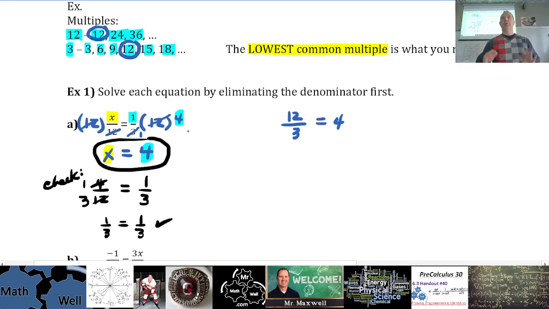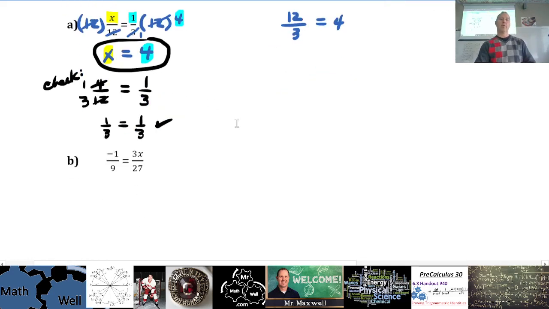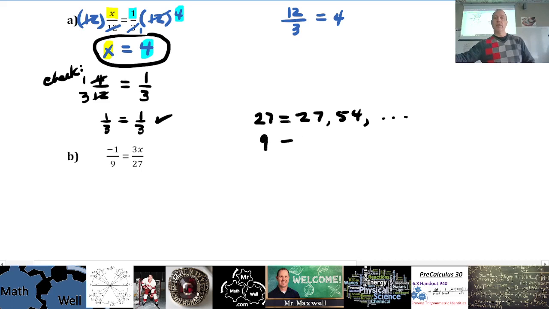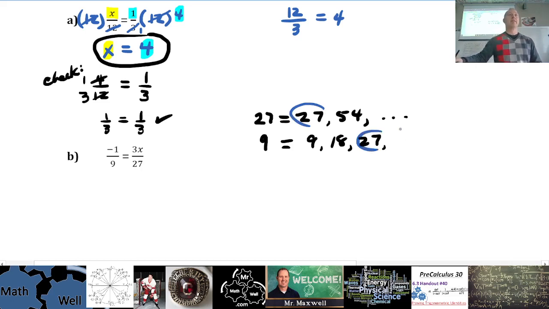Okay? So multiplying every term by the lowest common multiple of the denominators is super important, and that's what we're working on today. So B, let's take a look at B. Now 9 and 27. The multiples of 27 are 27, 54, and so on. I won't go any more than that because the multiples of 9 are going to be 9, 18, 27. Oh, I've found something that's common. 27 is the lowest common multiple. You see that? So I'm going to multiply everything by 27.